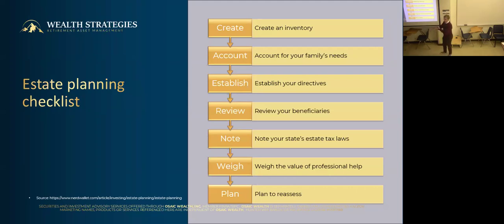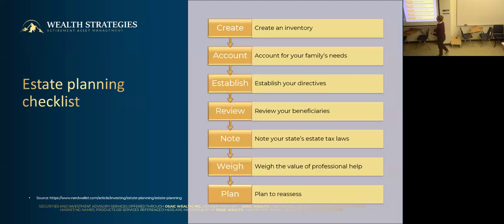So you need an inventory of your assets. We need to know exactly what we're working with. What do we have? You want to account for your family's needs or whatever needs you're trying to fund. So we want to say, okay, what are the different things that we want to leave? Do we want to give certain beneficiaries a dollar figure? Do we want to give them a remainder percentage? What do we do in here?